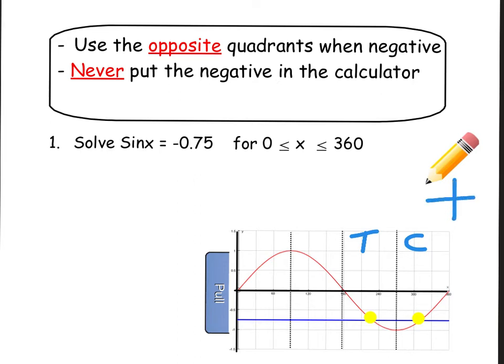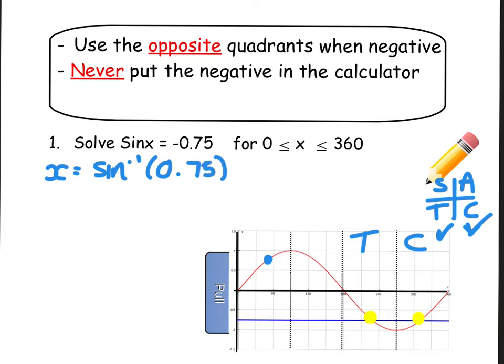So for that reason, instead of ticking all and sine, which I told you last time, we now tick tan and cos, because your calculator will tell you what the answer is here of positive 0.75. One other tip is we never ever put the negative into the calculator, okay? So let's show you what I mean in terms of working. So for this one, because it is negative, I tick the opposite two boxes on my diagram. Then I go and do x equals inverse sine of positive 0.75. The negative is only there to help you decide which quadrants you're going to use to get your two answers.